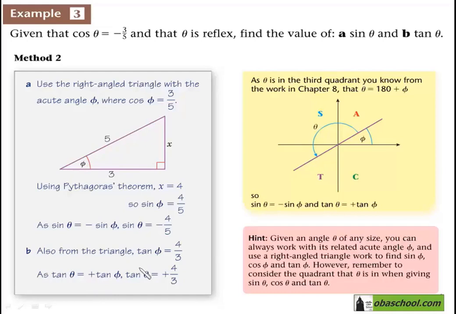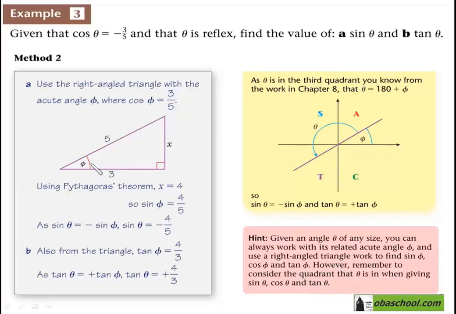Look at the hint. Given an angle theta of any size, you can always work with its related acute angle phi. So, whatever the size of the main angle theta, in this case it was reflex, so more than 180, you can still find a relation with an acute angle just like we did here. Use a right angle triangle, work to find sine phi, cosine phi, and tan phi. Phi is the acute angle which has a relation with theta. However, remember to consider the quadrant that theta is in when giving sine theta, cosine theta, and tan theta.